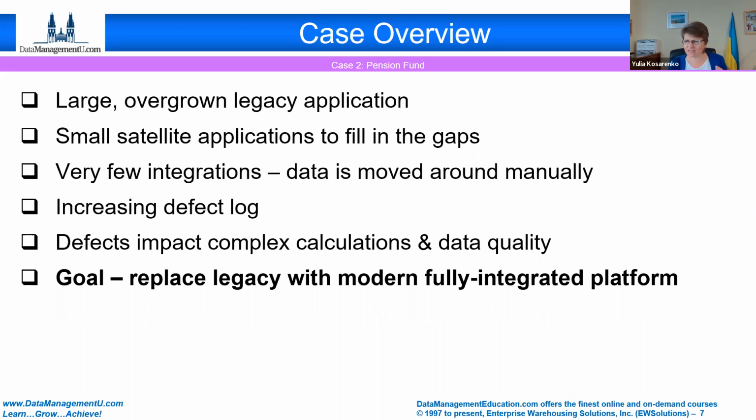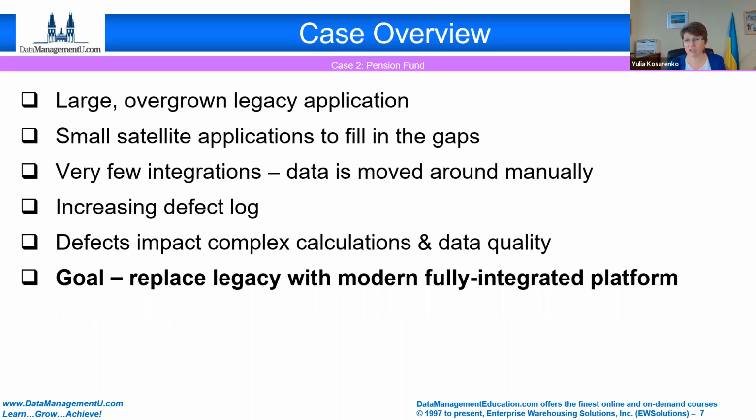This application does a lot of things, but not everything. The gaps are filled by little satellite applications, macros, spreadsheets, you name it, even SharePoint lists. And very few integrations exist, right? So whenever data needs to move around, it moves around manually through downloading, uploading files, and residing on people's drives.